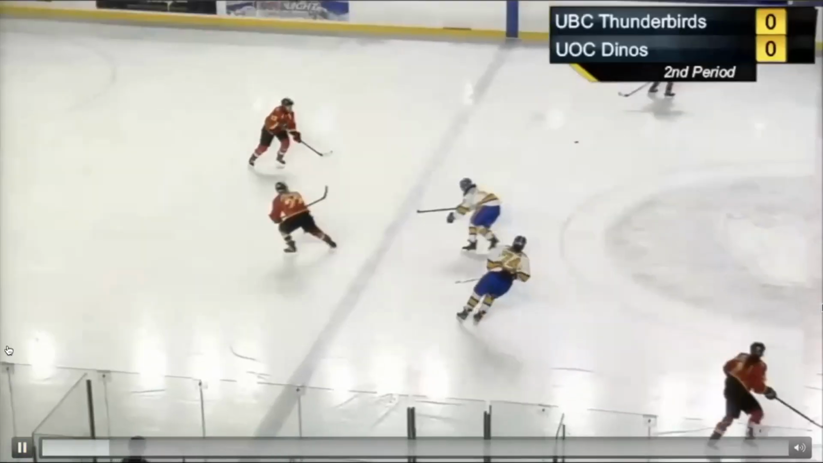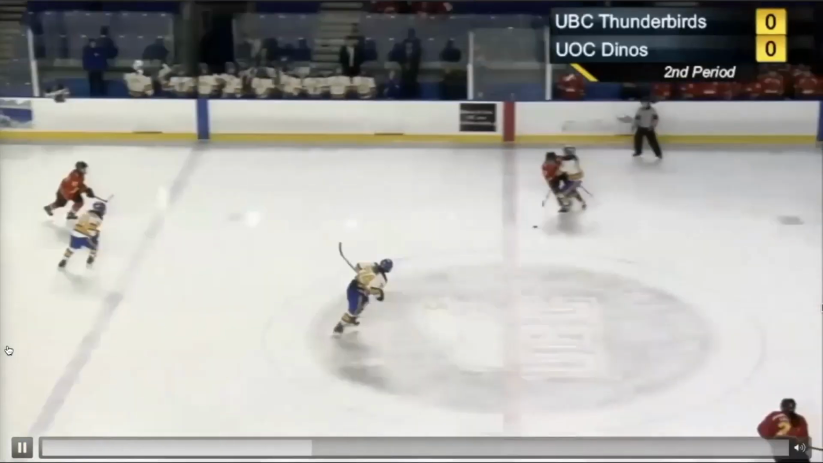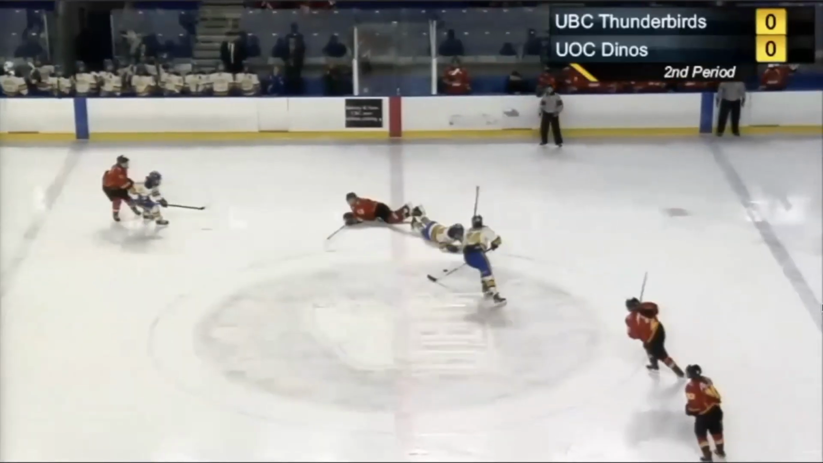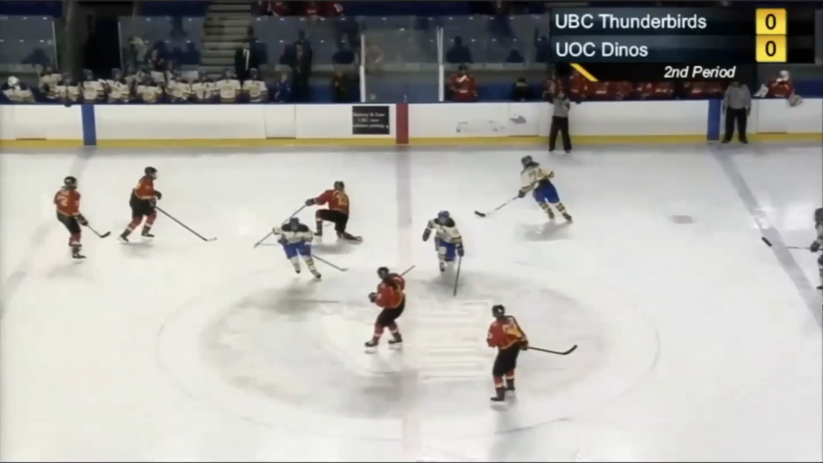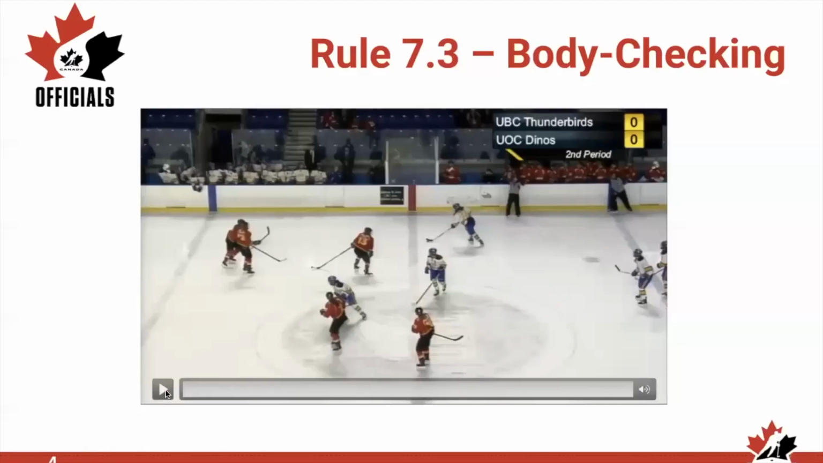So look to the right-hand side of your screen right here. One more time.